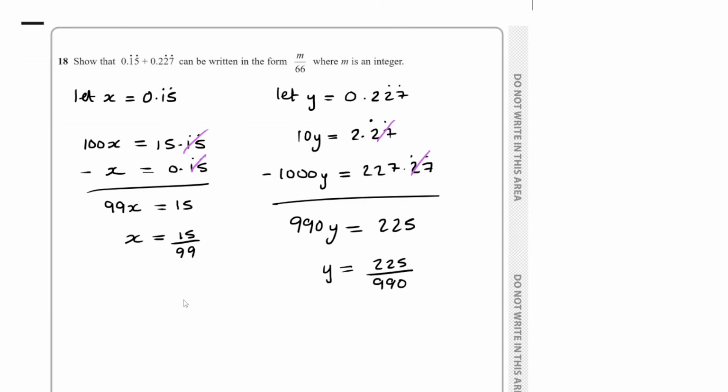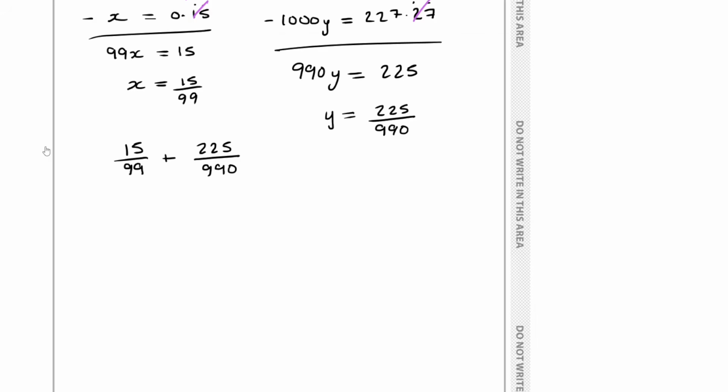Okay. I then want to add these together, don't I? Because they've told me to add them. But obviously when we add fractions, we have to have the same denominator. So I think what I might do here is the lowest common multiple, I guess I could just multiply this side by 10, couldn't I? And it'd be the same. So let's say 150 over 990. You might simplify it differently, that's fine. I might just do it this way. Add them together. 375 over 990.